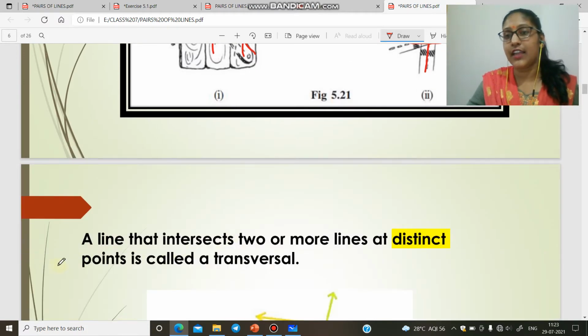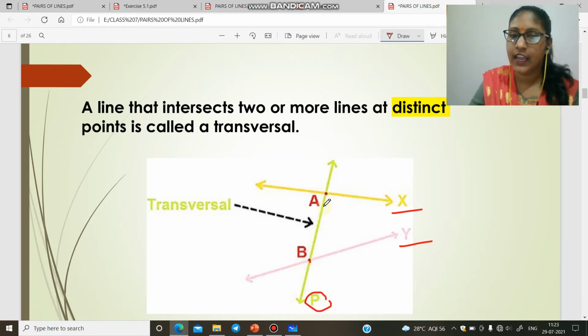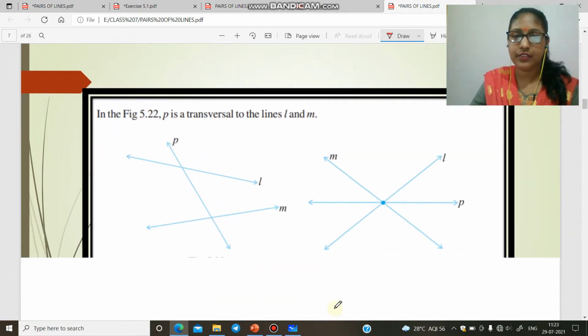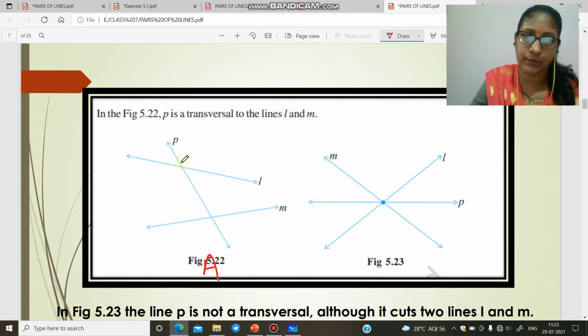A transversal line is a line that intersects two or more lines at distinct points, or different points. So here X and Y are two lines intersected by a line P, but at two different points, A and B, so P is said to be a transversal line. Now in figure A, L and M are two lines intersected by a line P at two different points, so this P is said to be a transversal line.